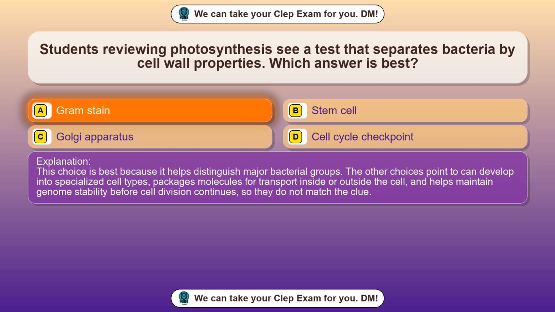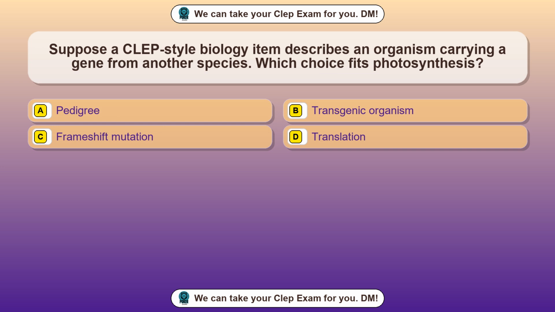The other choices point to can develop into specialized cell types, packages molecules for transport inside or outside the cell, and helps maintain genome stability before cell division continues, so they do not match the clue. Question 48. Suppose a CLEP biology item describes an organism carrying a gene from another species. Which choice fits photosynthesis? Option A, pedigree. Option B, transgenic organism. Option C, frameshift mutation. Option D, translation. The correct answer is option B, transgenic organism.